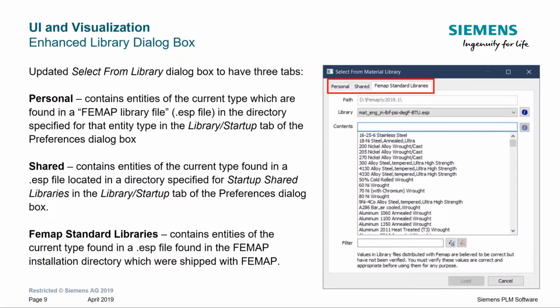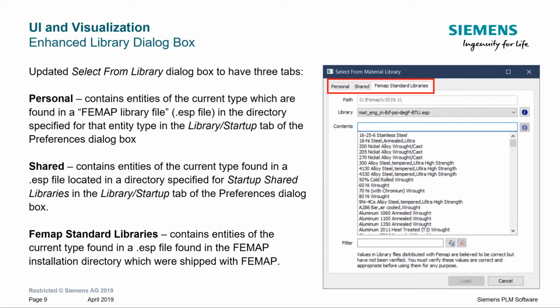Another thing we've done, not only in the UI and visualization, is we've added some new tabs to the libraries. Before, when you wanted to load something from a library, you had to hit the load button, select the library, and then it would show you a list. Now we've added the ability to have not only the Femap standard libraries or what you've set as a library location as a preference, you now have a personal set of libraries, and you can set that in the preferences dialog box. There's something called shared, which you can also set in the preferences dialog box, and then there's the standard libraries.